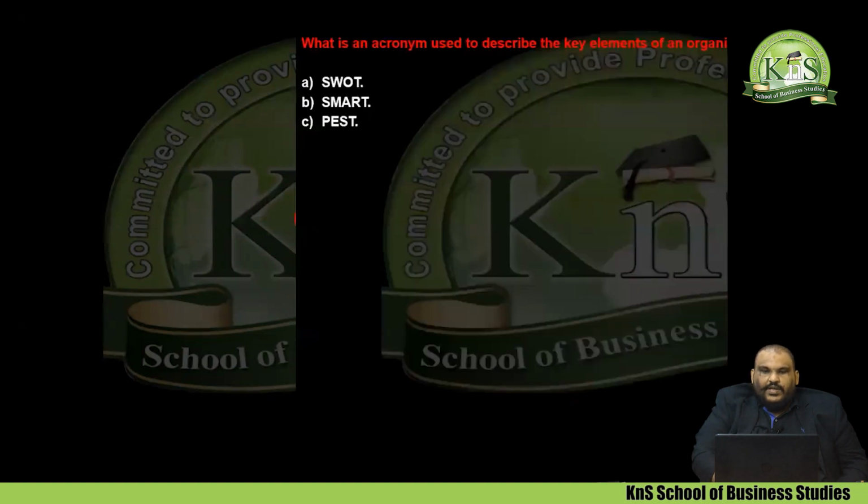The first question that we have: what is an acronym used to describe the key elements of an organization's external environment? Is it SWOT? Is it SMART? Or is it PEST? Remember, external environment. It's PEST. But it is something that we have not yet studied.